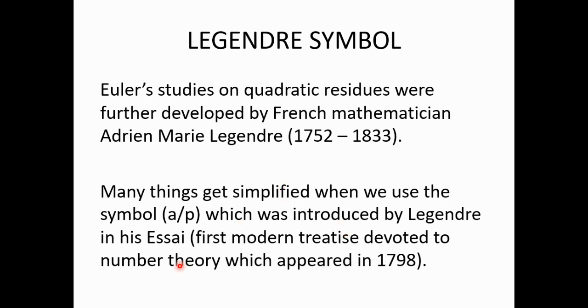When we talk about this Legendre symbol, it is denoted like this, within brackets, A oblique P. Here we call A the numerator and P the denominator. Many things get simplified when we use this symbol, and it was introduced by Legendre in his Essai, the first modern treatise devoted to number theory, which appeared in 1798. This is a book by Legendre, and this symbol was introduced in it for the first time.